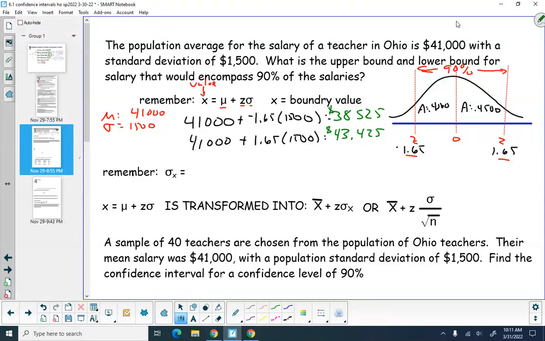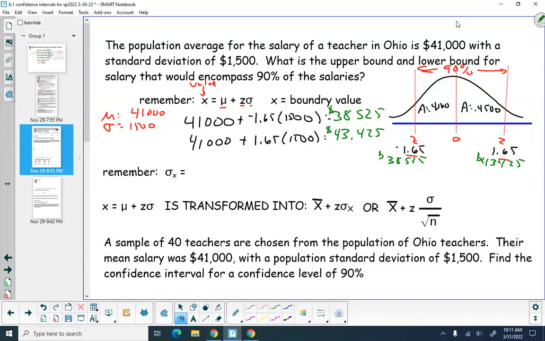So to encompass 90% of our salaries in the state of Ohio, given this data, they would be somewhere between 38,525 and 43,425. Those are the two values where you can say 90% of the teachers in the state of Ohio get paid this amount.